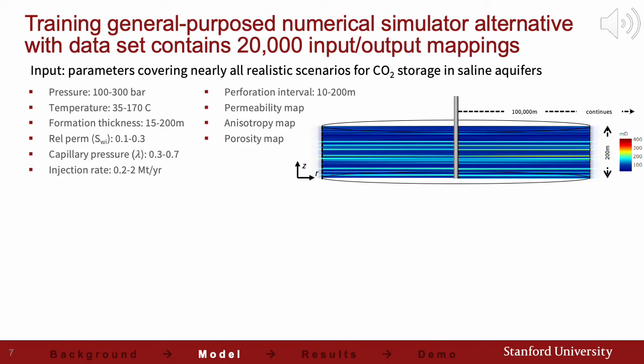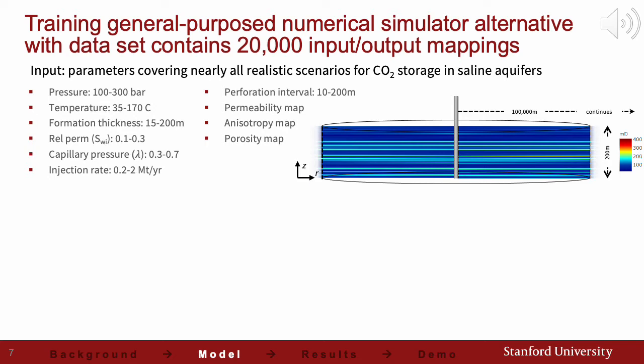In order to train the deep learning modeling suite that I showed on the last slide, we need to generate a data set that is diverse enough that it can cover nearly all realistic scenarios for CO2 storage in saline formation. That way, after the training, we can make this tool a general purpose alternative for numerical simulator. So the data set contains 20,000 input to output mappings.